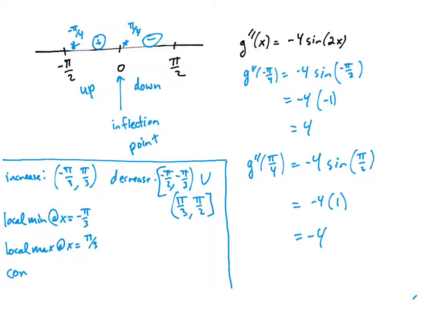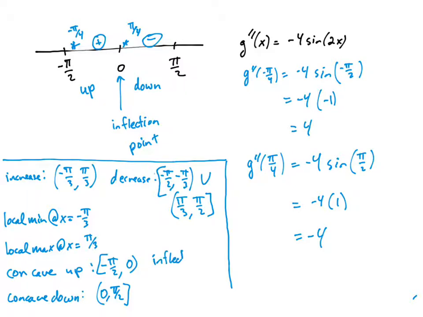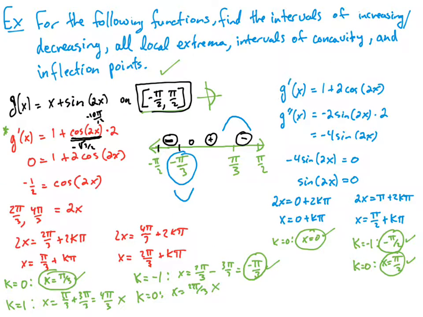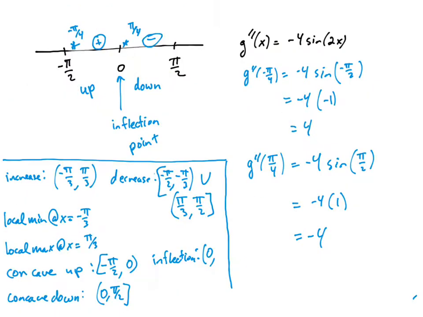And then for concavity, we are concave up in the interval negative pi over 2 to 0, and then concave down from 0 to pi over 2. And then lastly, the inflection point. Well, we know the x-coordinate of the inflection point, it was 0. And then to find the y-coordinate, we're going to input the 0 into the function. So sine of 2 times 0, so sine of 0 is 0, plus 0 is 0. So the inflection point here is going to be 0.